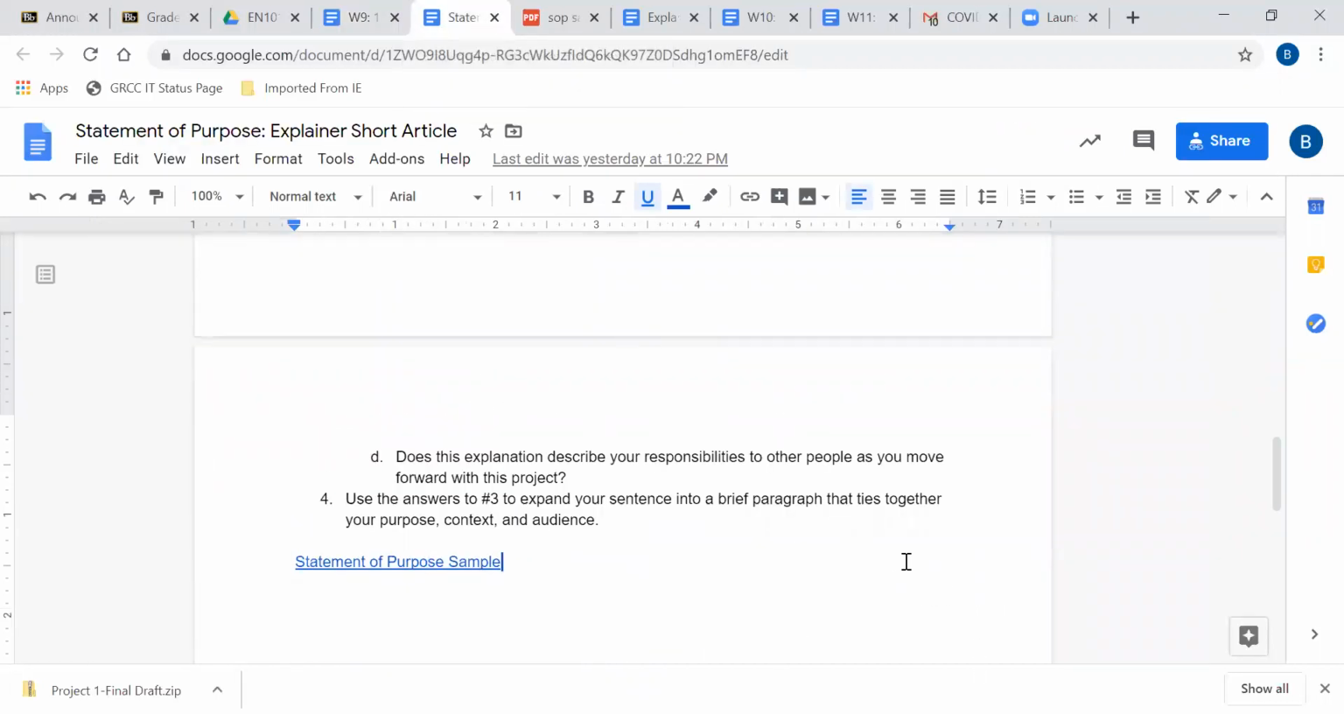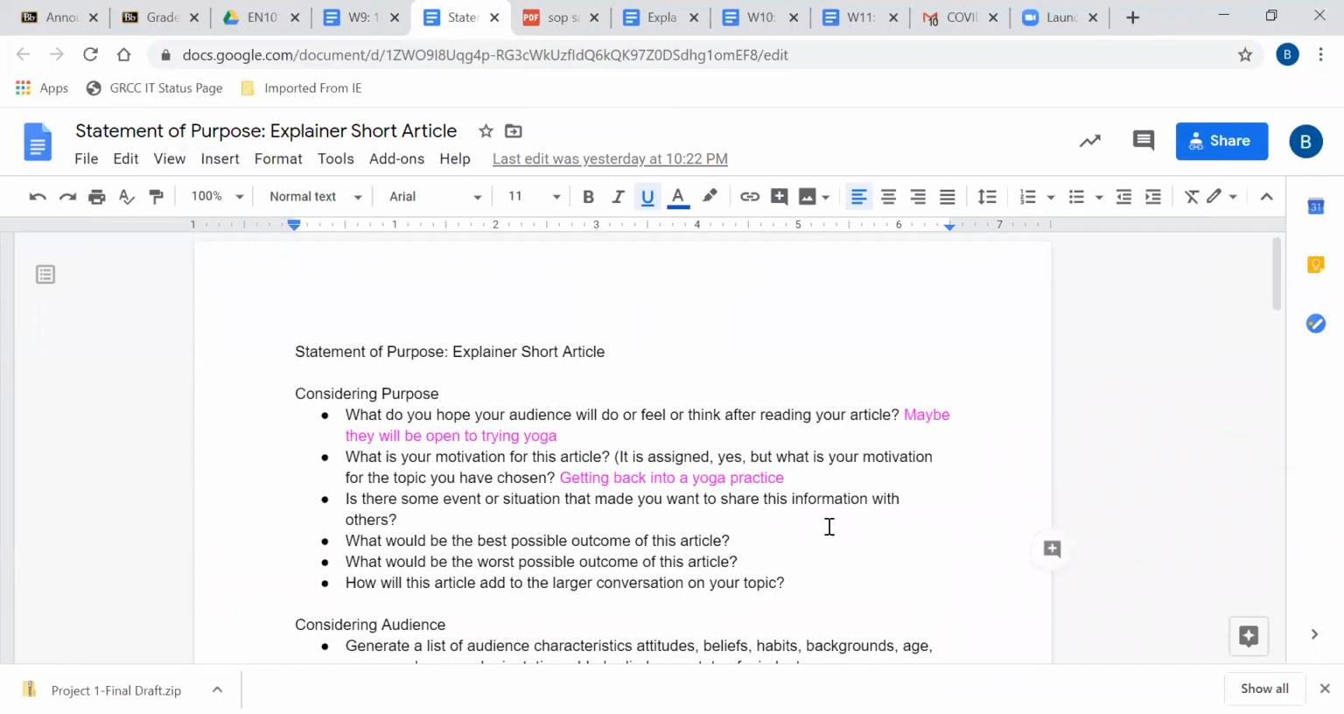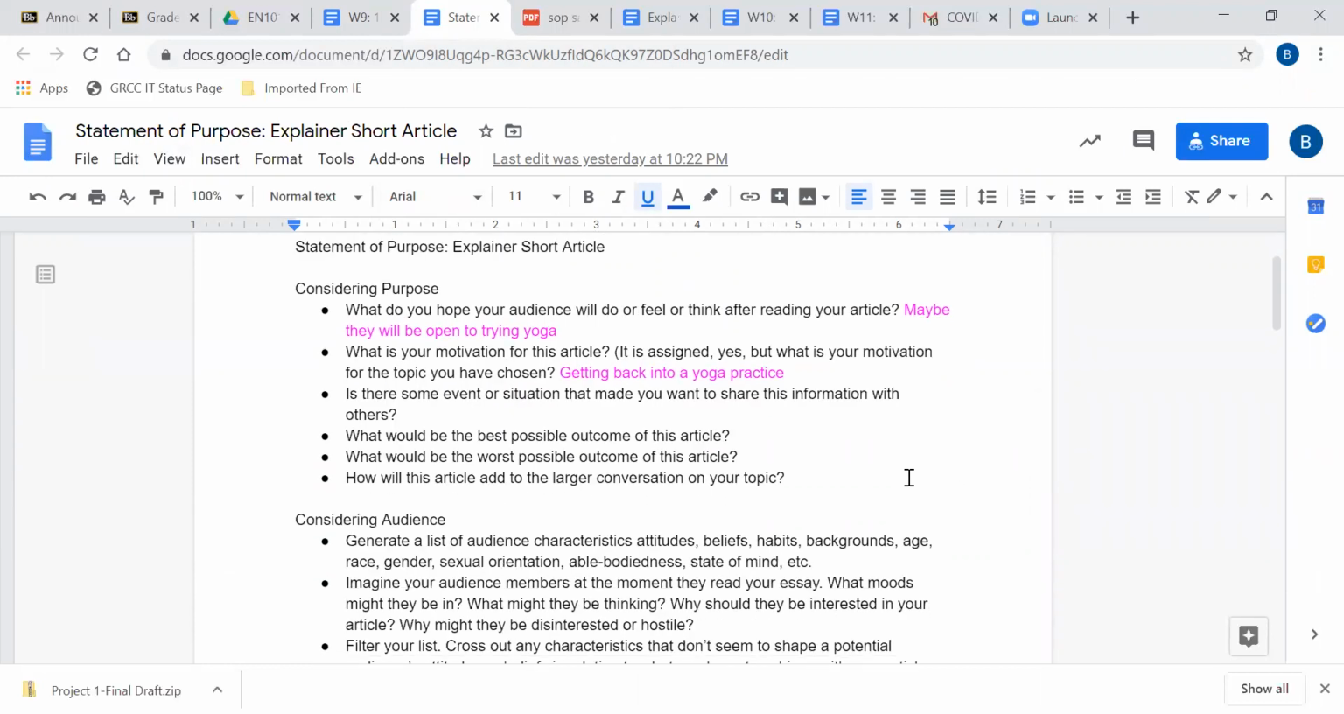Right. So the statement of purpose, this exercise, is the same exercise you were supposed to have done for the research paper. The reason I'm having you do it again is because anytime you go to write something, you have to know what your purpose for writing is, who your audience is, and what the context of your writing is. That's what we call the rhetorical situation. That is the foundation of all the work that we do in this class.